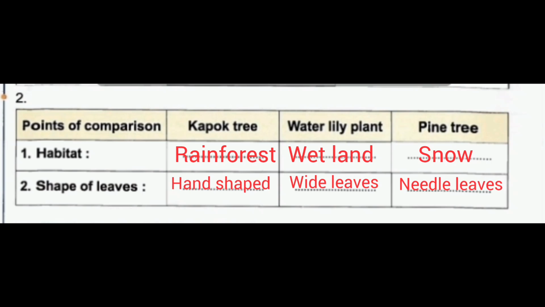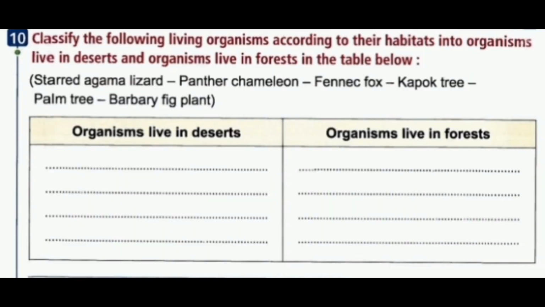Now we will answer question number 10. Classify the following living organisms according to their habitats into organisms live in desert and organisms live in forest. We have some choices: starred agama lizard, panther chameleon, fennec fox, kabak tree, palm tree, Barbary fig plant. And we will classify them into 2 habitats: organisms live in desert or organisms live in forest.